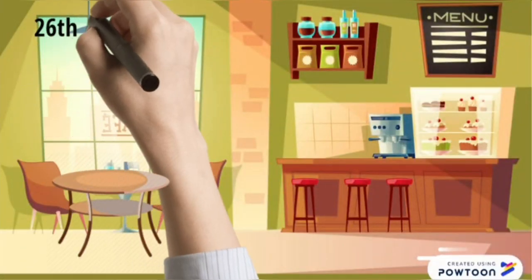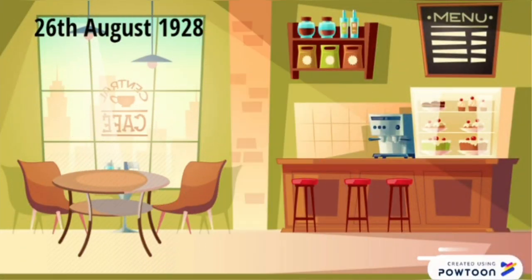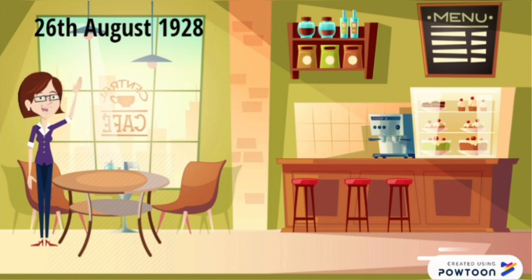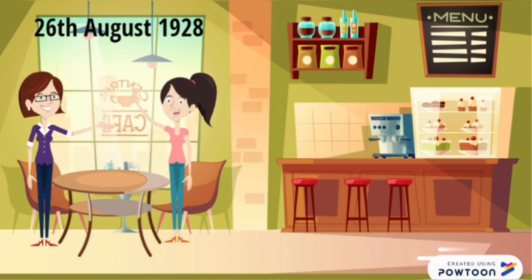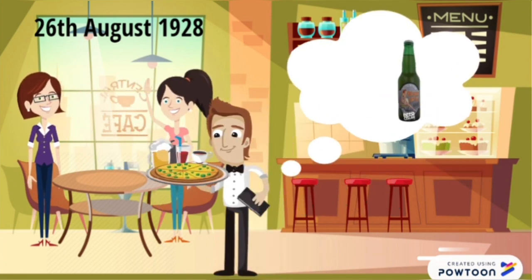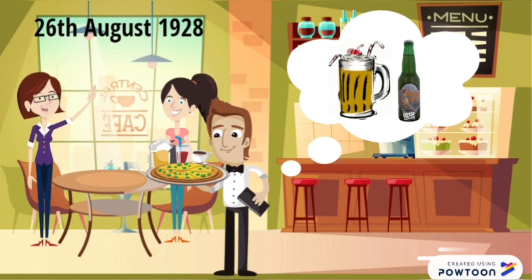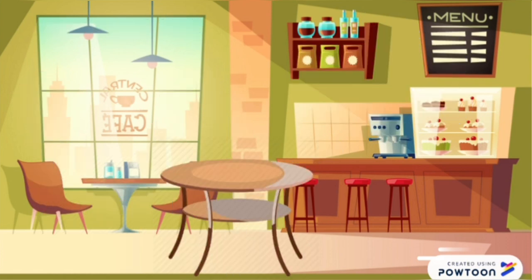On the 26th of August 1928, Mrs. Donoghue went to a cafe with a friend. Her friend bought her a bottle of ginger beer and an ice cream. The ginger beer came in an opaque bottle so that the contents could not be seen.